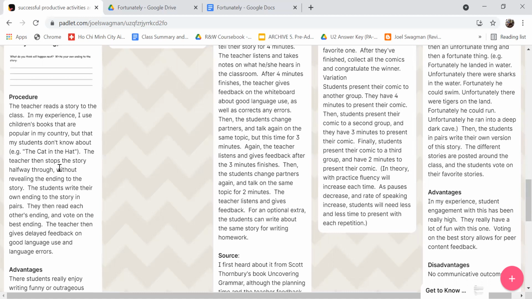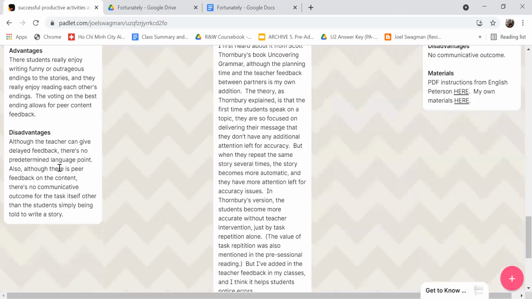It could also be used, like a lot of these, so you could give them delayed feedback on grammar or language issues by just going around and looking at some of the endings that they've written up and just making a few notes of grammar issues to clarify later.